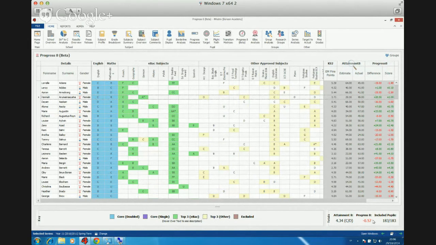Okay, right. So that's Progress 8, and that's how 4Matrix does it, and it takes care of all the calculations for you, so it stops you having to pore over spreadsheets and do all that sort of stuff.